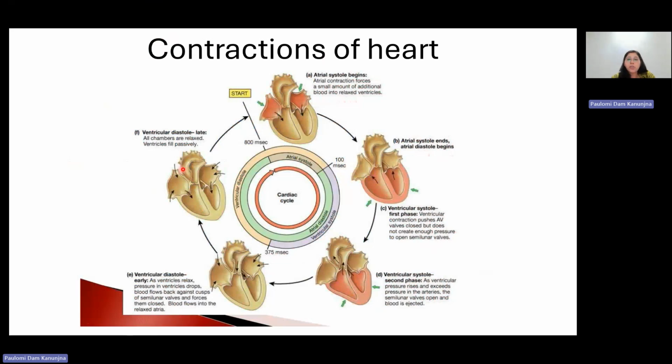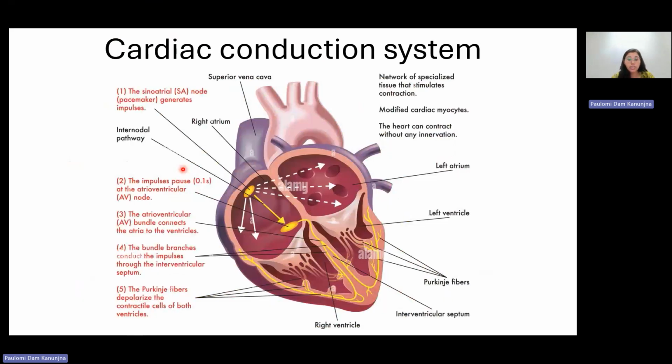Okay, now we come to the cardiac conduction system. Now this is important because here we will talk about how these impulses take place, how this conduction takes place, right? So what is this cardiac conduction system, if you have to explain?